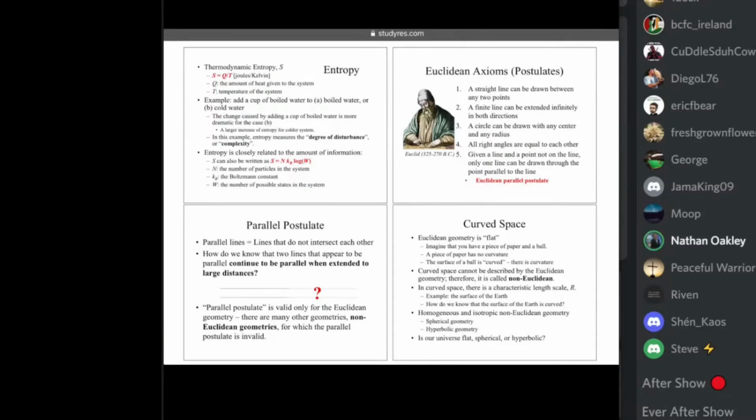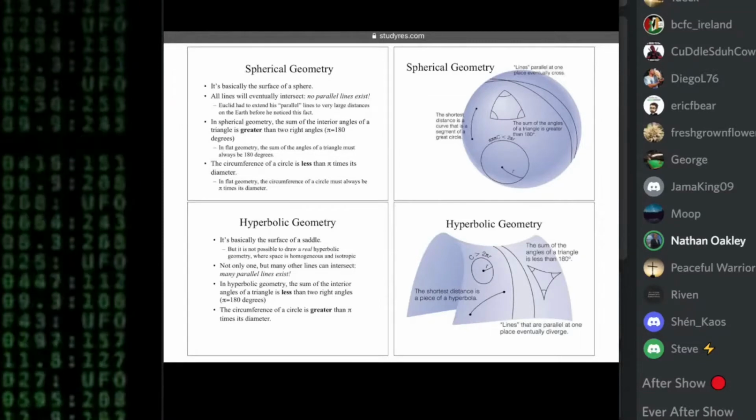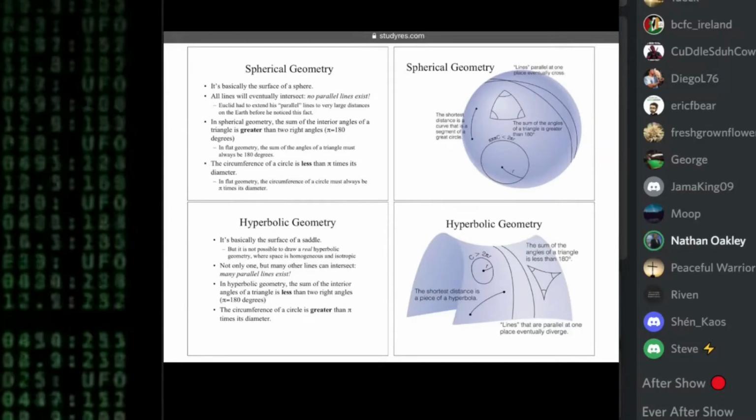In curved space, there is a characteristic length scale r. An example is the surface of the Earth. Spherical geometry. It's basically the surface of a sphere. All lines will eventually intersect. No parallel lines exist. You cannot do anything to do with celestial navigation, parallel lines, artificial horizon parallel to the celestial horizon or the equatorial plane. You cannot do that on a sphere.